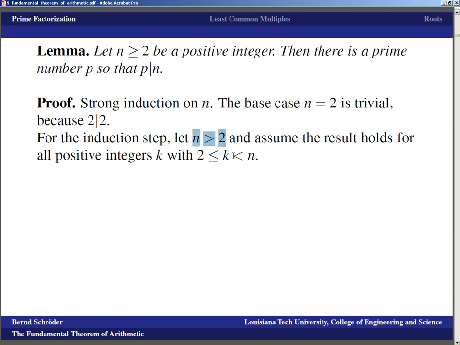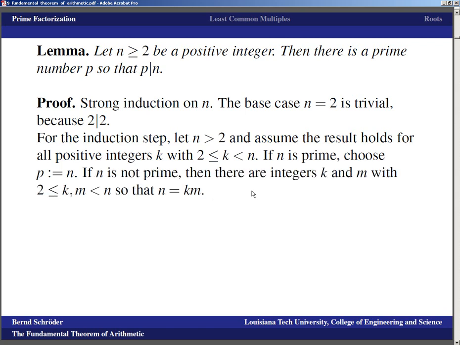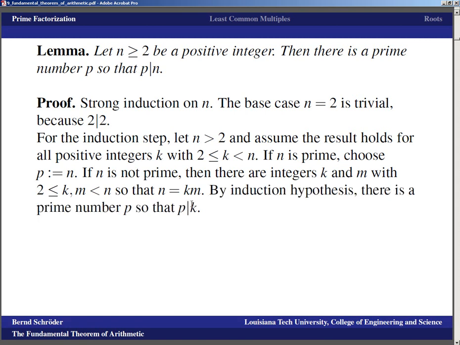We take a number n that is past the base step, and we assume that the result holds for all applicable numbers before n. Okay, if n is prime, we're home free. We just choose p equals n, and that's it. And if n is not prime, then there are integers k and m that are greater than or equal to 2 and strictly less than n, so that n is equal to k times m. And by induction hypothesis, that means there's a prime number that divides k, and of course that prime number divides n too, and that finishes the proof already. So this one wasn't that bad at all.